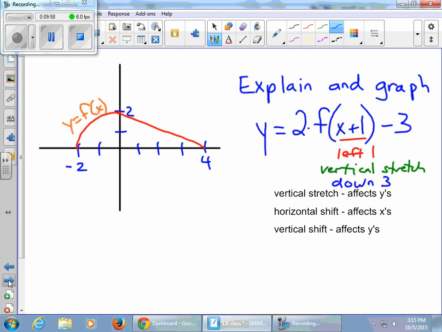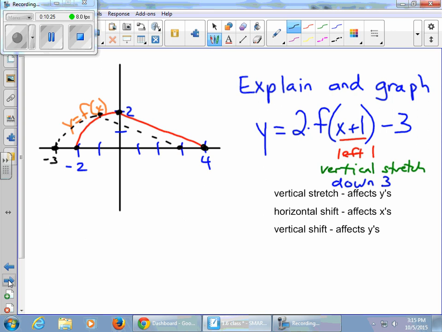If you think of how you have to move these with pictures, you want to take key points. So if we think those are key points of this picture. So if I move everything left 1, that would take this to -3, this to -1, this to 3. So it's sort of like you'd have this picture.